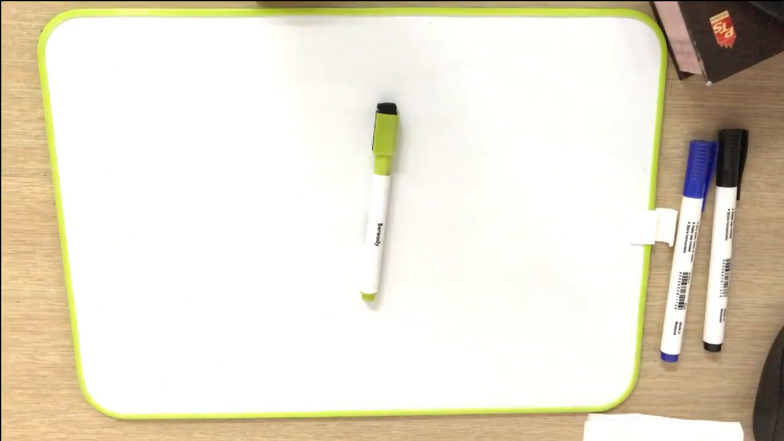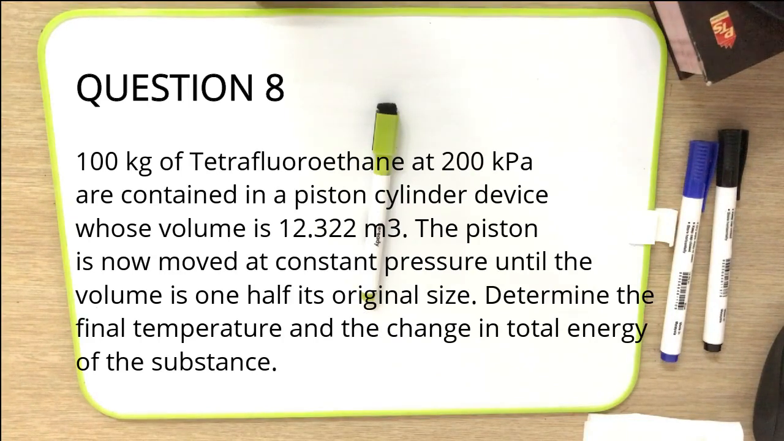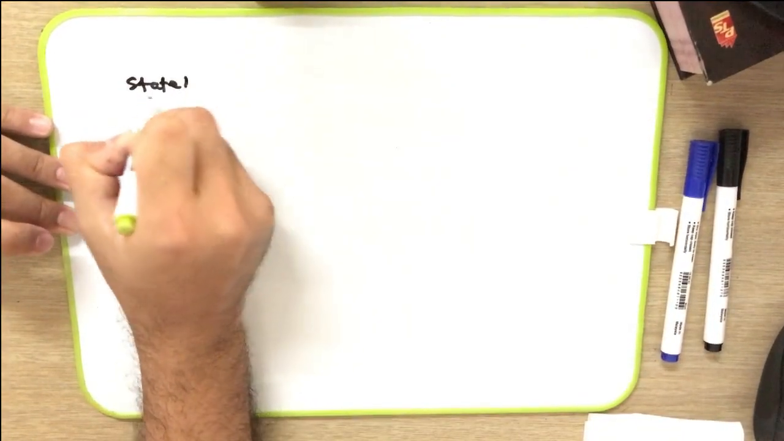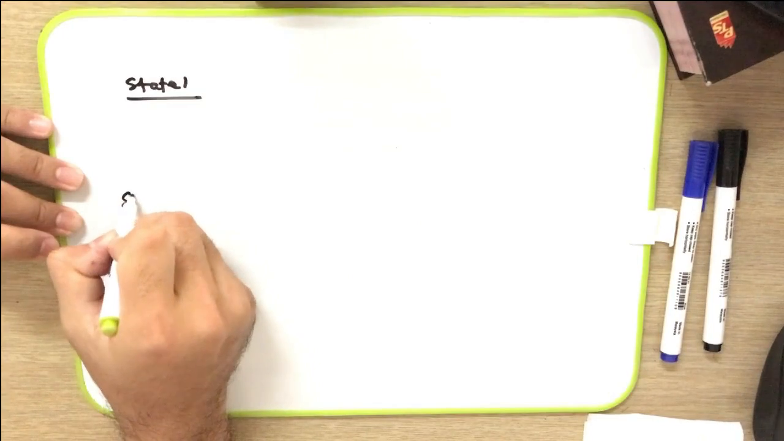The last question, question number 8. 100 kg of tetrafluoroethane at 200 kilopascal are contained in a piston cylinder device whose volume is 12.322 meter cube. The piston is now moved at constant pressure until the volume is 1/2 its original size. Determine the final temperature and the change in total energy of the substance. Alright, according to this question, the piston is moving. So when the piston is moving, of course, we have state 1 and also state 2.